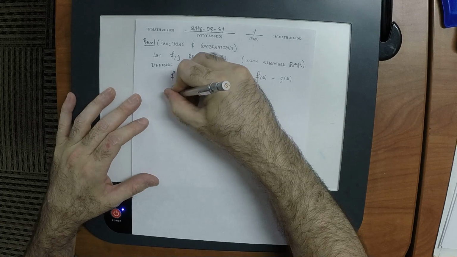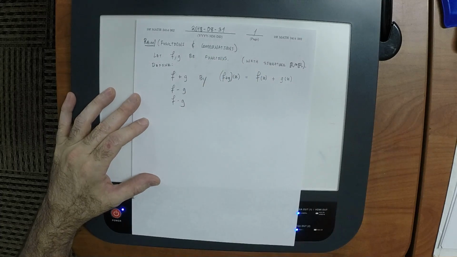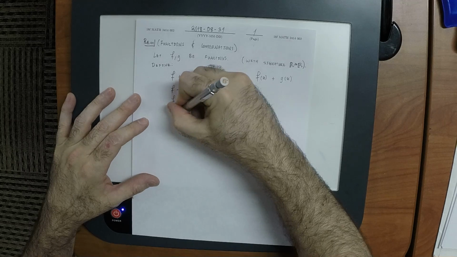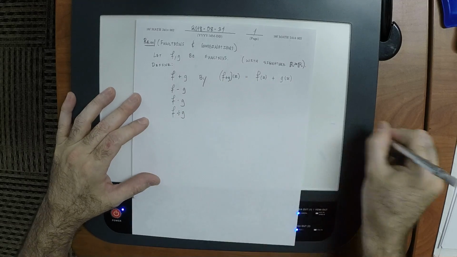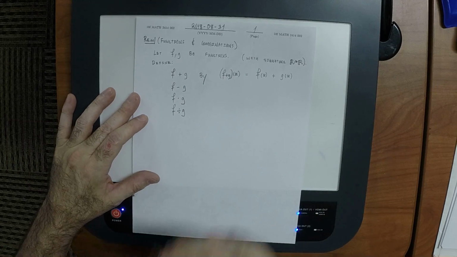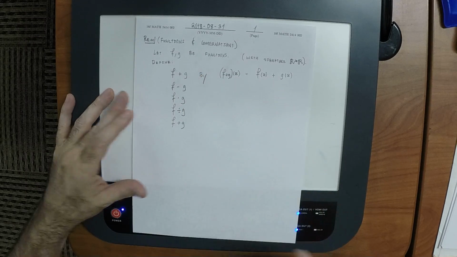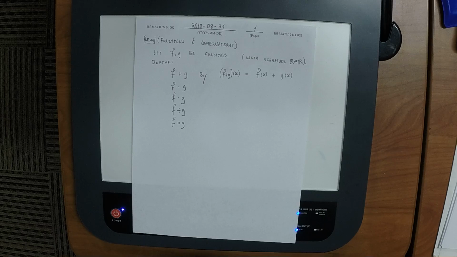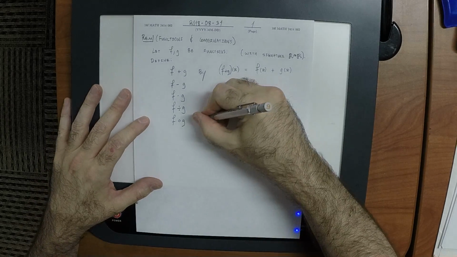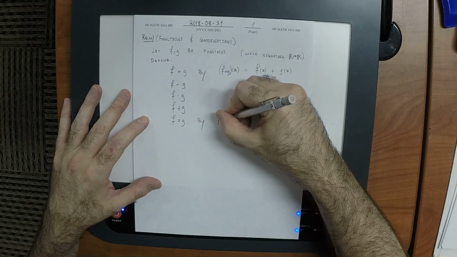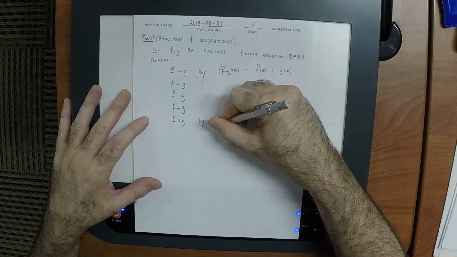So we can define this in a similar way that I won't bother writing. And finally, here's the new one, the one that functions do that numbers don't. Composing two functions, we'll define this by f composed with g evaluated at x.